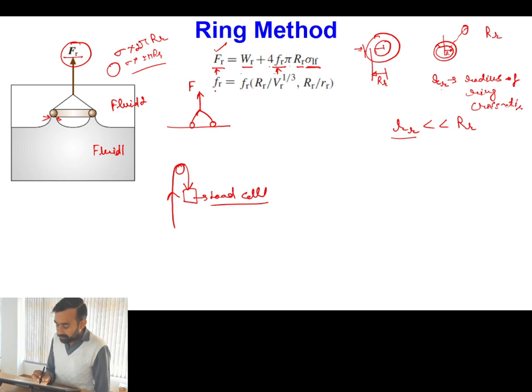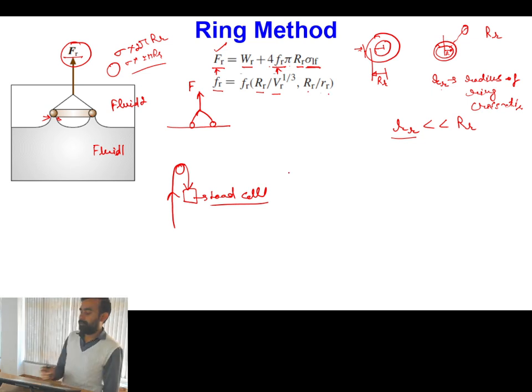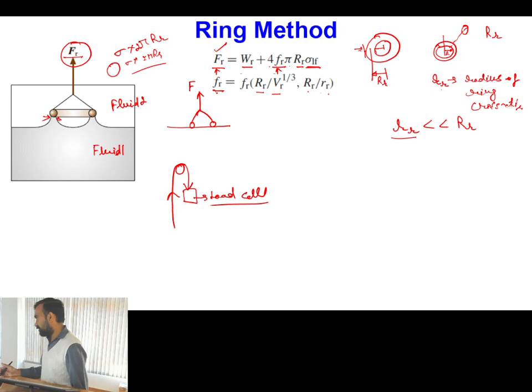And the coefficient F_R is typically a function of two parameters, R cubed by V_R to the power 1 by 3 and R by r. So how are these coefficients typically determined? For determining this coefficient, we do the calibration of the experimental facility.